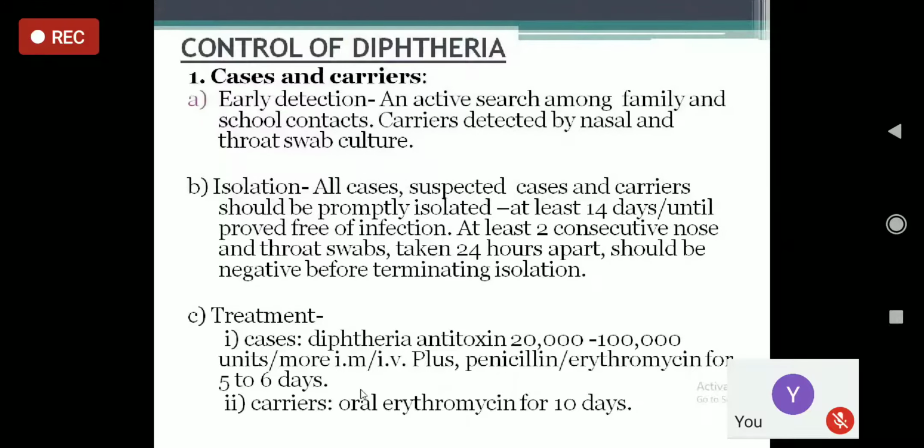You have to take their nasal or throat sample, and you have to send it for culture. With the help of a swab, you have to collect the nasopharyngeal secretions, put them in a specific test tube, and send it for culture. That's how you do early detection.